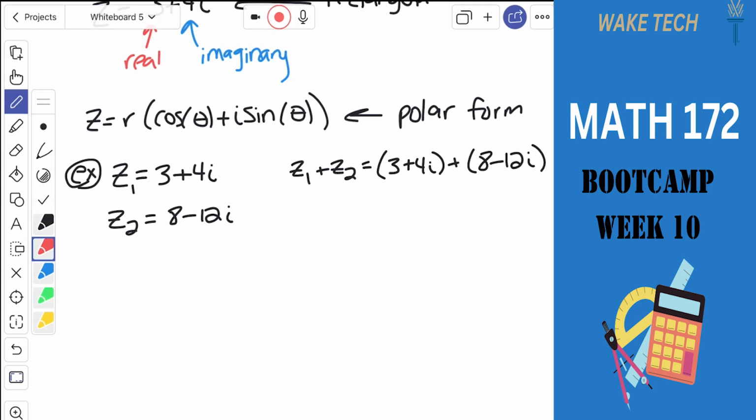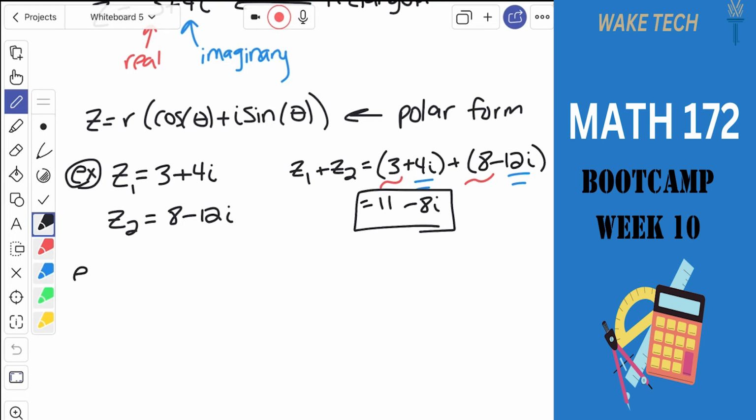And to add complex numbers, we'll add the real parts. 8 plus 3 is 11. We'll add the imaginary parts. 4 minus 12 is negative 8i. So adding complex numbers is essentially combining like terms, combining the real parts and then combining the imaginary parts.